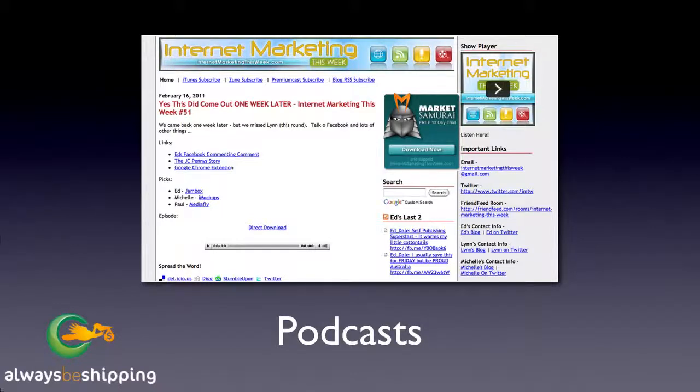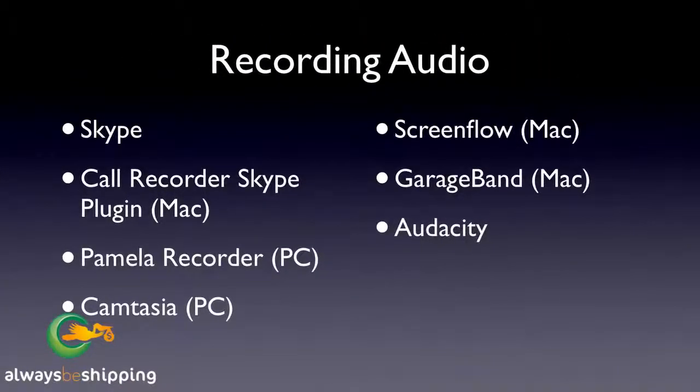So let's talk about how we put this kind of thing together. To run a podcast with more than one person, we usually use Skype to get everybody on a call. The call recorder Skype plugin can record your Skype calls if you're on a Mac. If you're on a PC, Pamela Recorder apparently records Skype calls well. I haven't used it, but that's what I've heard. If it's just you on your podcast, you can record it with any of the screen capture applications like Camtasia or ScreenFlow, and then from those screen capture applications, just export it as an MP3.